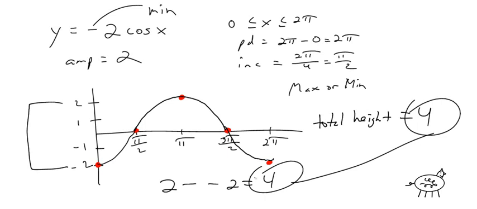All right, so that's it for amplitude. Actually, we're going to do period next lesson, and then translations for vertical and horizontal translations for the next lesson after that.